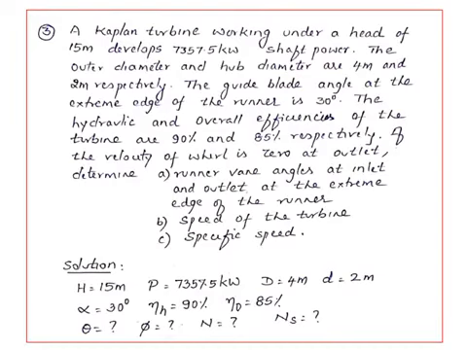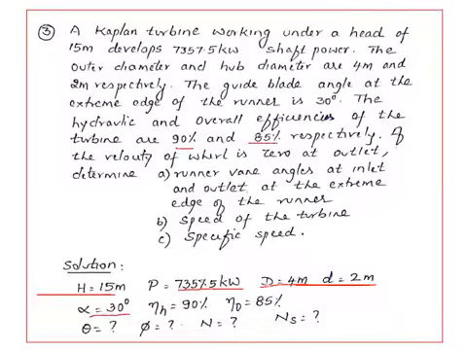A Kaplan turbine is working under a head of 15 meters and develops a power of 7357.5 kilowatts. So P is 7357.5 kilowatts. Here the outer diameter as well as the hub diameter are given as 4 meters and 2 meters respectively. The guide blade angle at the extreme edge, which is always at the inlet, alpha, is given as 30 degrees. The hydraulic efficiency is 90%, whereas overall efficiency is 85%.